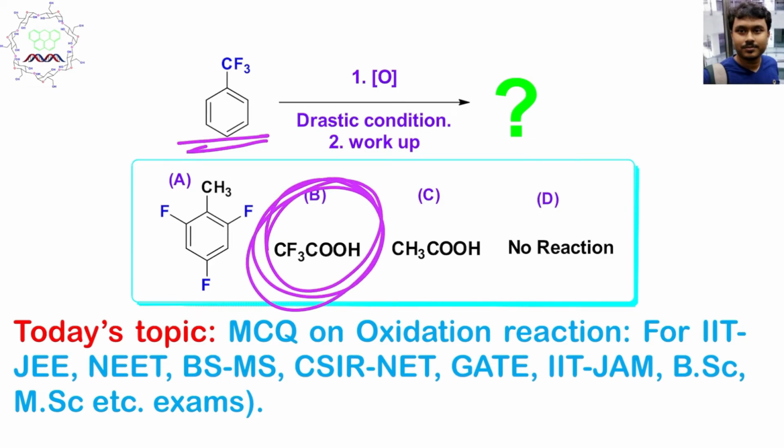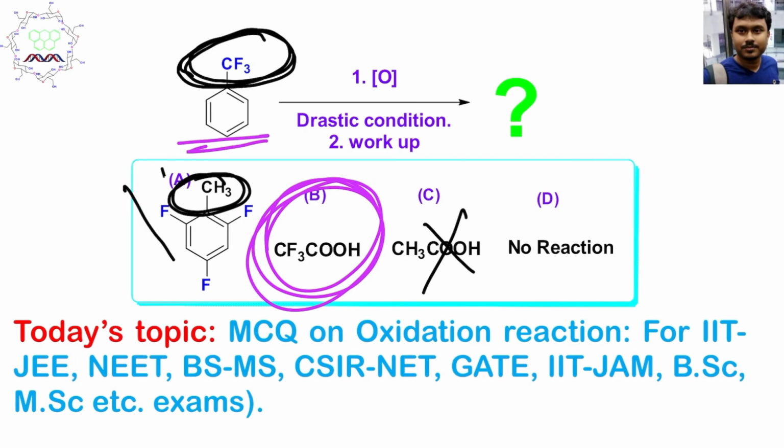Now the question is, why not the others? For example, acetic acid is not possible because the CF bond energy is very high, so it will not be broken. Since I have started from CF3 in the side chain, CH3 is not possible. CF bond breaking is very difficult. And another option, no reaction, is not true because the reaction will happen. So this is the answer. Thank you.